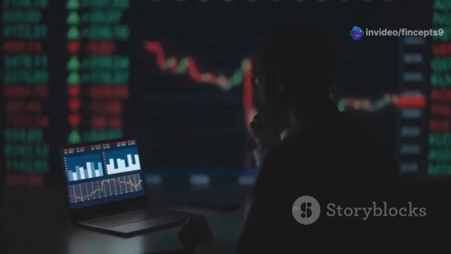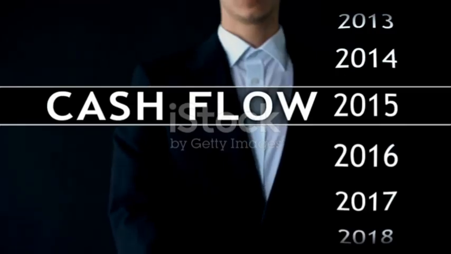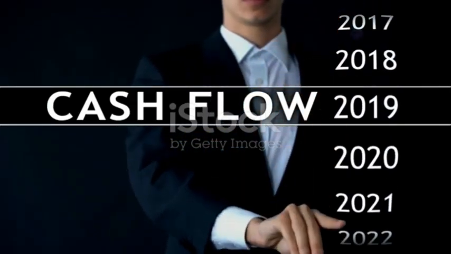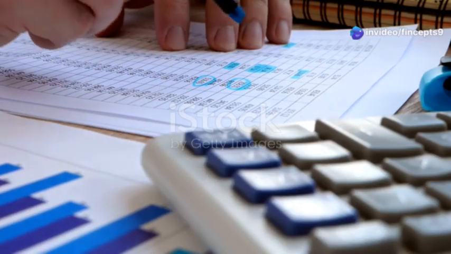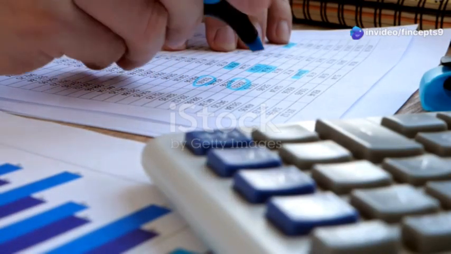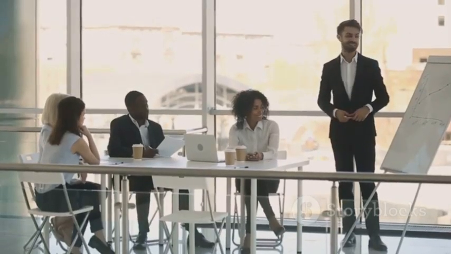Free cash flow is a more reliable indicator of a company's financial health than net income, primarily because it focuses on actual cash flow rather than accounting profits. Earnings, as you might know, can be distorted by non-cash items like depreciation and amortization, which don't really reflect the actual cash flow of a business.